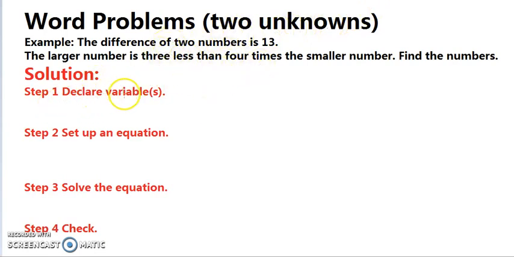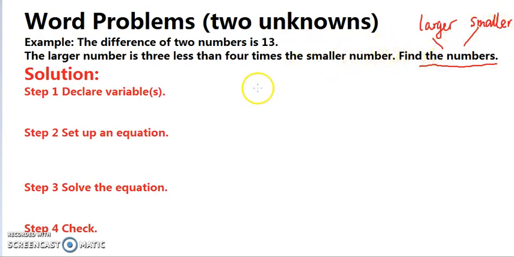First step, we want to declare variables. So what's the unknown? The unknowns will be the variables. So what are the unknowns in this problem? We look at the question. Find the numbers. Which numbers? Of course, it's the larger number and the smaller number. So we got two unknowns here. One is the larger number, and the other is the smaller number.